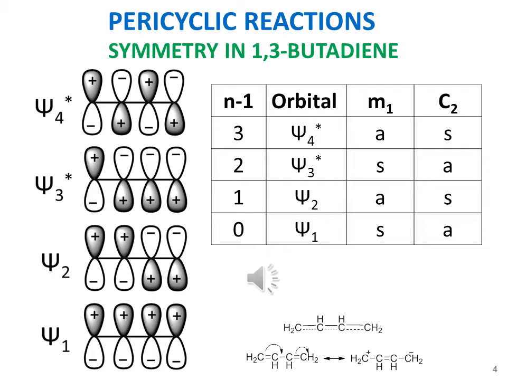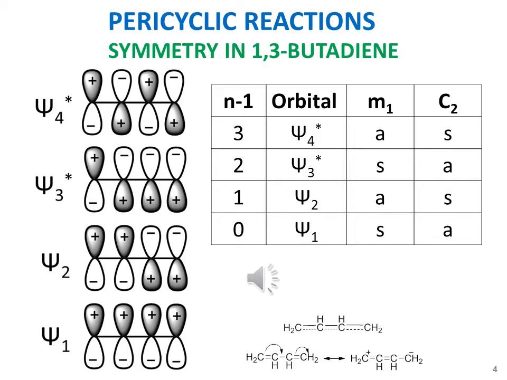Where are these nodes located? The first node is located between the p orbital number 1 and the p orbital number 2, if we count the numbering from left towards the right. You may see that the positively assigned lobe of atomic orbital number 1 is in front of the negatively assigned lobe of the second orbital. Where is the second node in Psi3 star? This second node is present between atomic orbital number 1 and atomic orbital number 4.